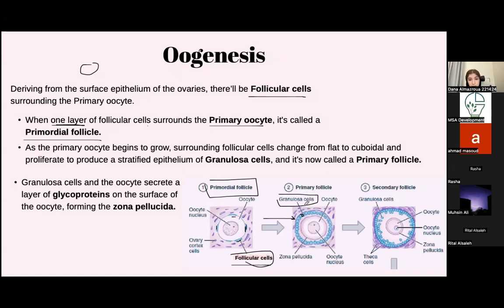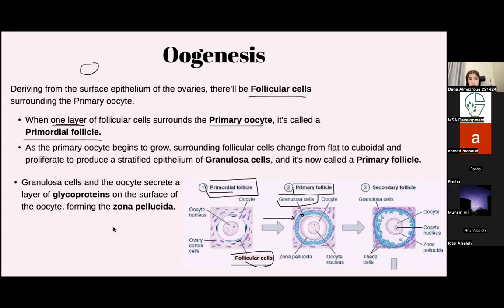Now these granulosa cells surrounding the primary oocyte that is stuck in prophase 1 will form a primary follicle. Remember, when we had follicular cells, it was primordial. Now when we have granulosa cells, we call it primary. Does that make sense to you guys? And the oocyte is still a primary oocyte stuck at prophase 1. Perfect. The oocyte is stuck because we said it's going to remain stuck until puberty.